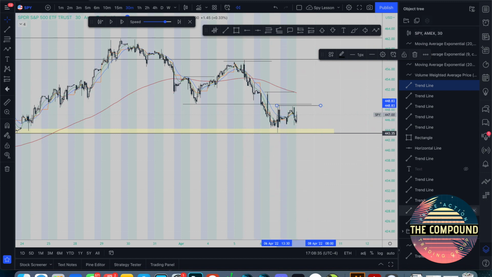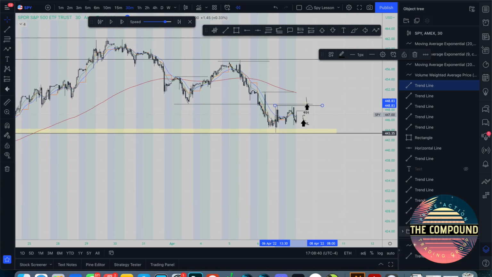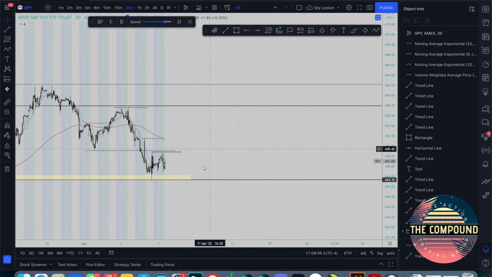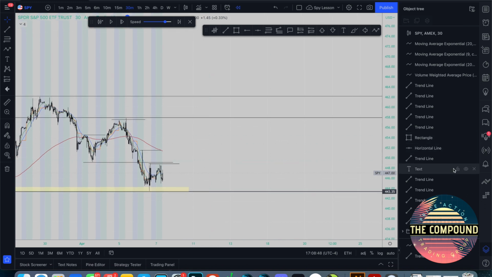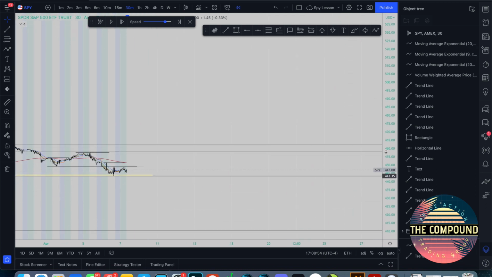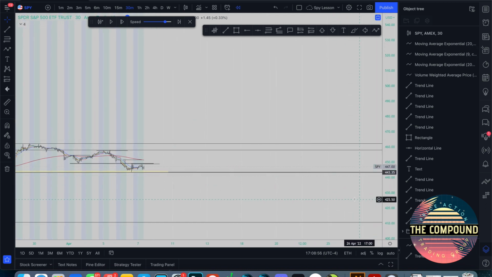So we have, let's see, let me turn these back on real quick. So what we have is we have our weekly in an uptrend. We have our daily in an uptrend, our 4-hour in an uptrend, 2-hour in a potential ranged market, and we have our 30-minute in a downtrend.